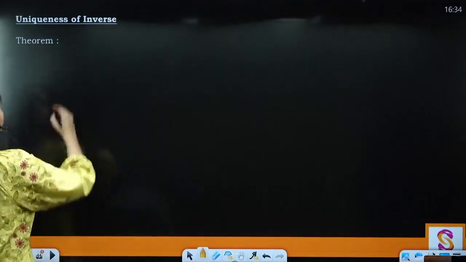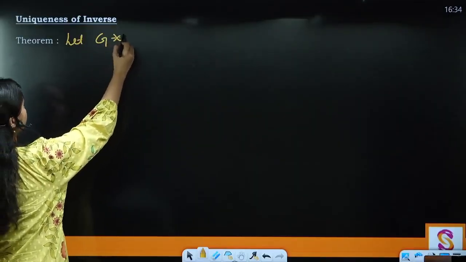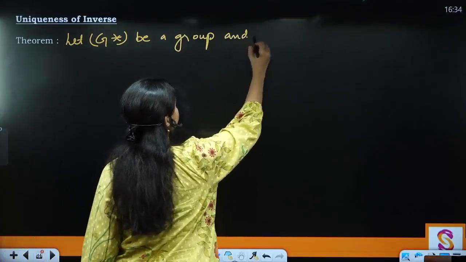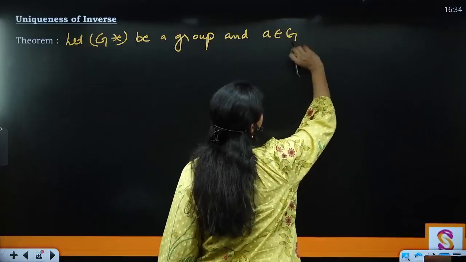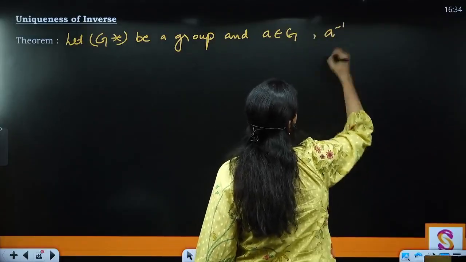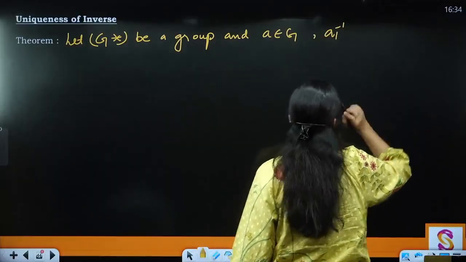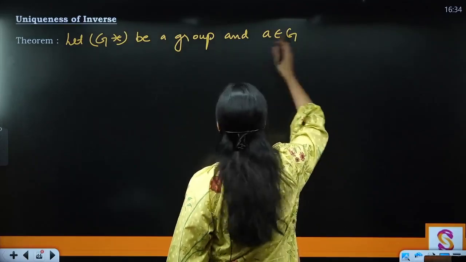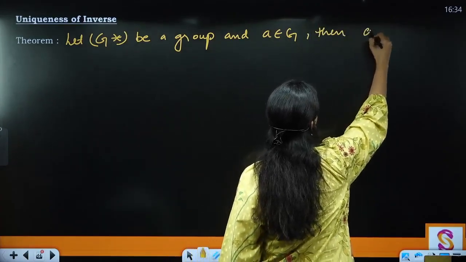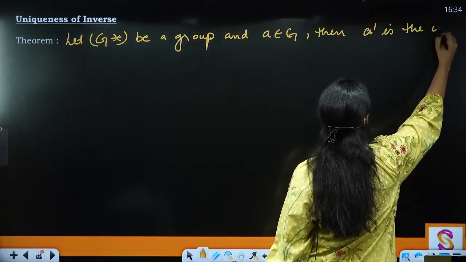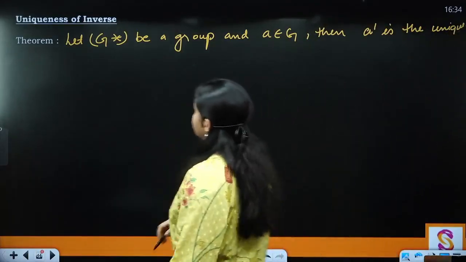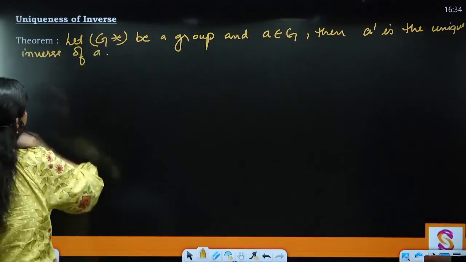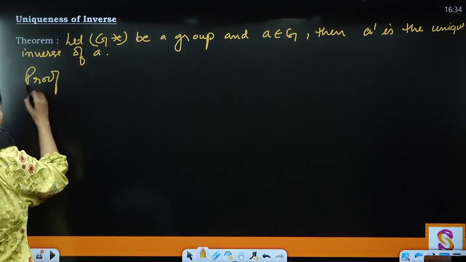Here, let (G, *) be a group and a belongs to G. Okay, we are writing the theorem now. Then a dash is the unique inverse of a, right? Now the proof, very easy, we know how to do it.